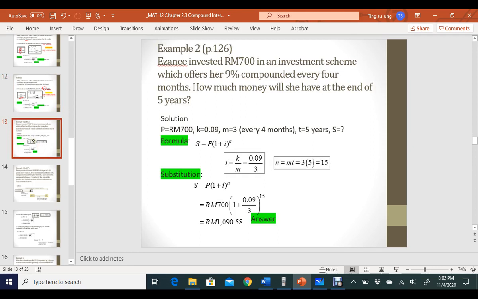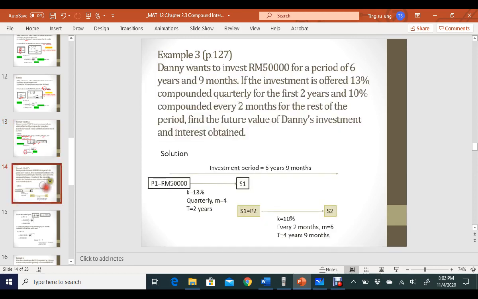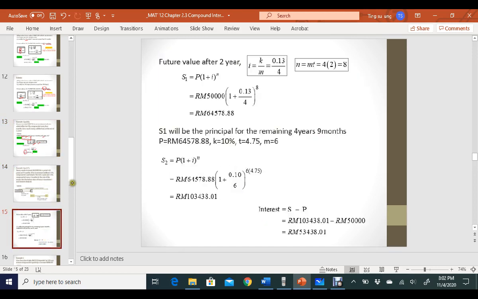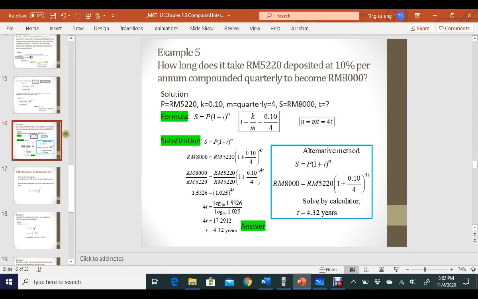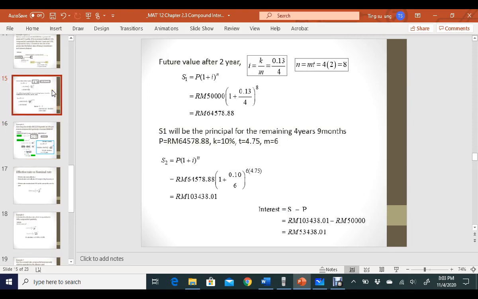Example 2, I leave you to revise yourself. Just remember everything: highlight whatever initial information is given in the question, then copy back the question, copy back the formula. Then highlight your I and your N, substitute into the answer, and don't forget to put your unit RM at the end of the answer. This one I leave it for you. It is very straightforward. So we stop at this stage.